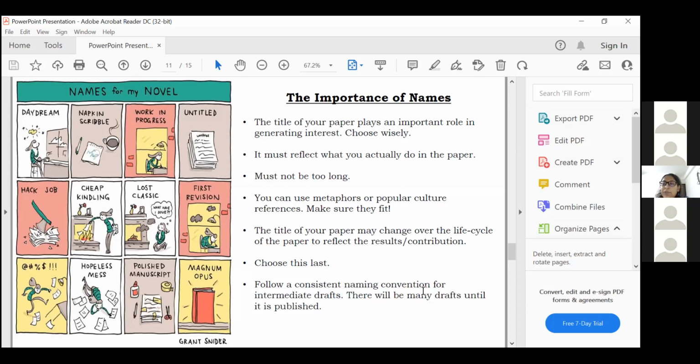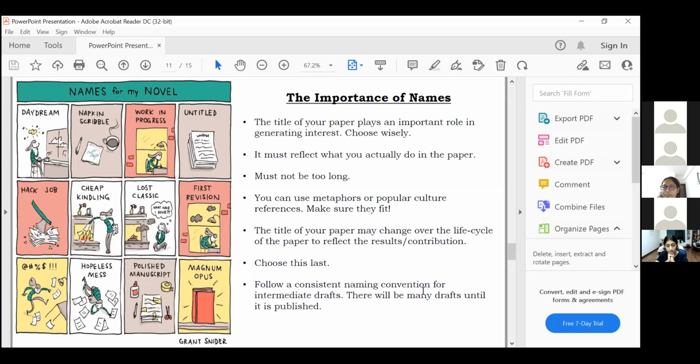And don't get married to the idea of a cool name. Your paper may change as you are writing it, and then the title of the paper might also change. It changes over the life cycle of the paper to reflect the changes in the results and contributions. So choose this last. Choose the name of your paper last, okay?